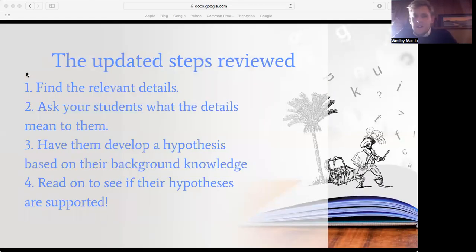So let's go ahead and take a look at the steps one more time. We find the relevant details. We ask the students what they mean to them based on their experiences, right? Have them develop a hypothesis based on this knowledge and experience, and then they can read on to see if their hypotheses are supported.